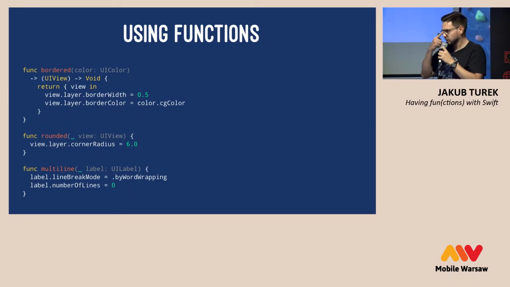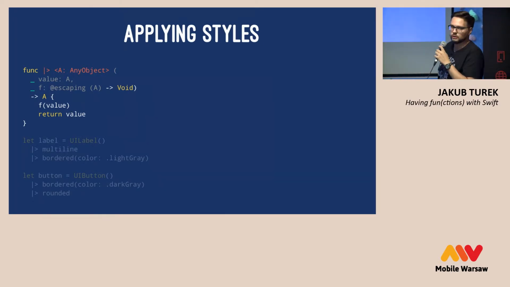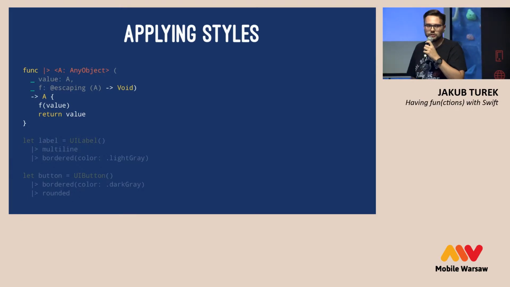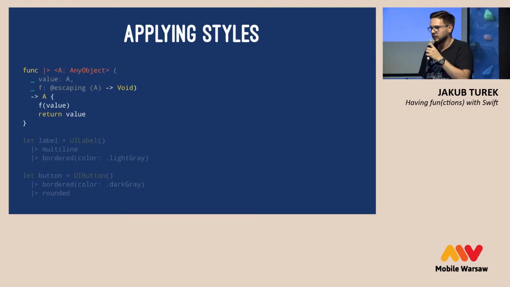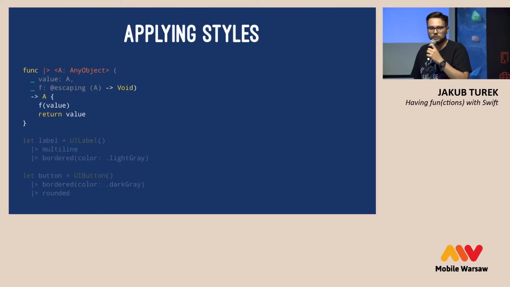And how can we apply those styles? We can take our forward application operator. Previously, it worked on any given value. Now we want one that operates on classes specifically. So we constrain the A to work on any object only. And given the fact that we have a value that is a class value, we can have a function with that shape, which takes in that value and returns nothing. And what this forward application would do is just apply that function and return the value that was mutated in place.